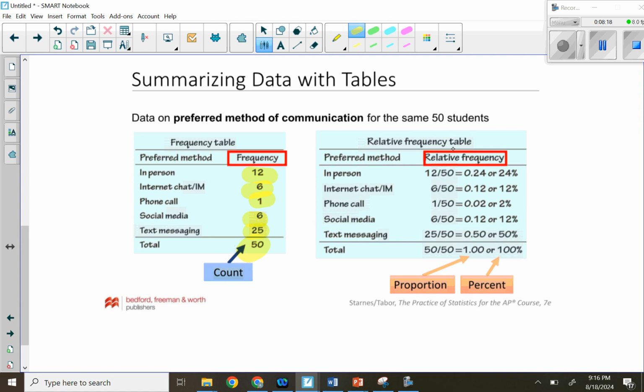Versus this relative frequency, that's calculating that percentage. There was 12 out of 50, so we would show it as either a decimal or a percentage. If it is a decimal, it should total up to 1. If it's a percentage, it should total up to 100%.